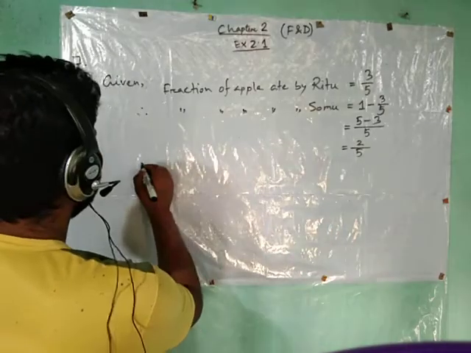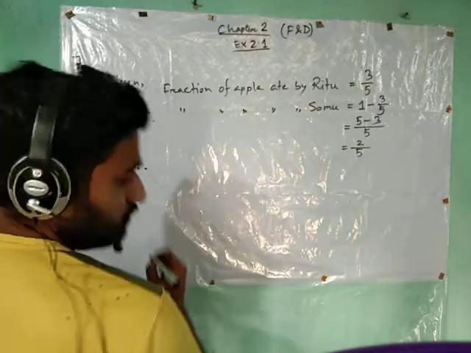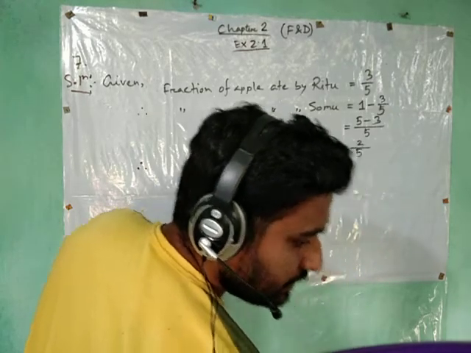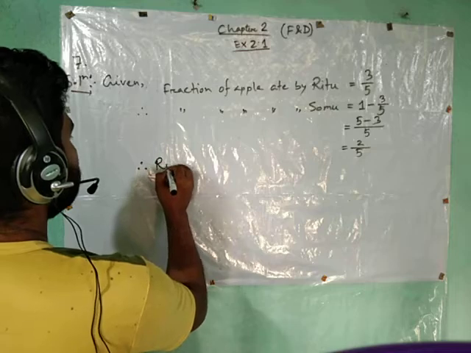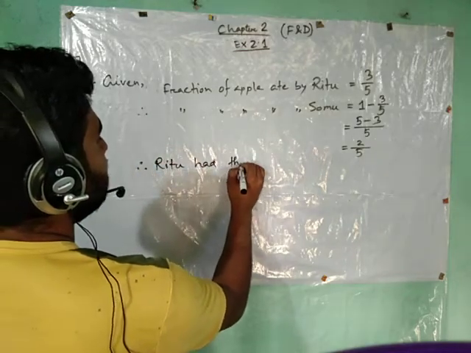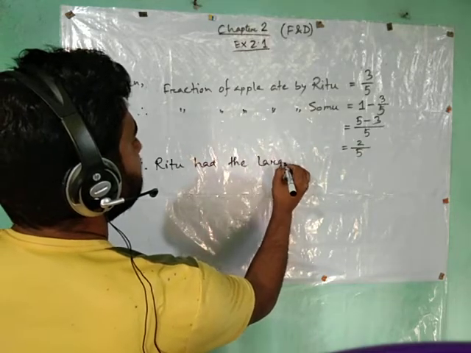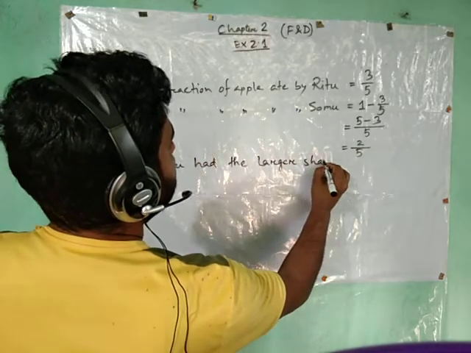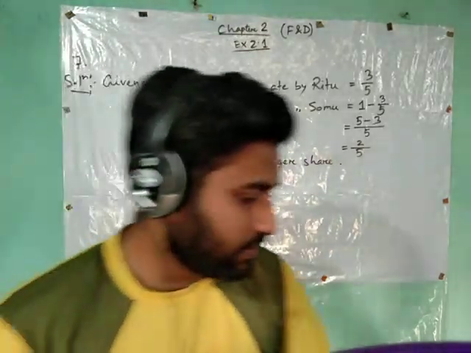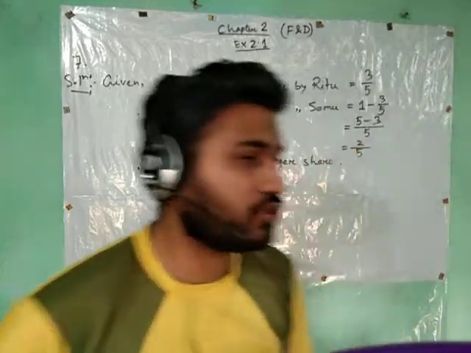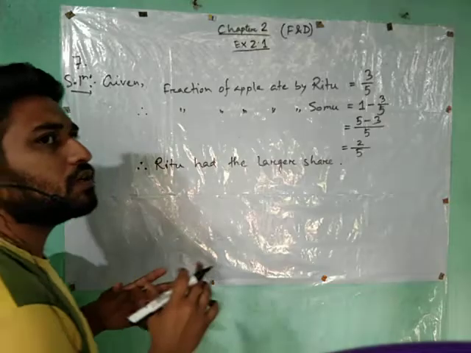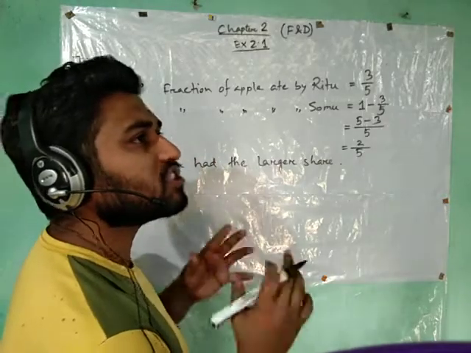So whose share was? Therefore, question में क्या लिखा? Who had the larger share? Therefore Ritu had the larger share, right? There is another part, and that is what? By how much? By how much means what? By how much means something you have to subtract.